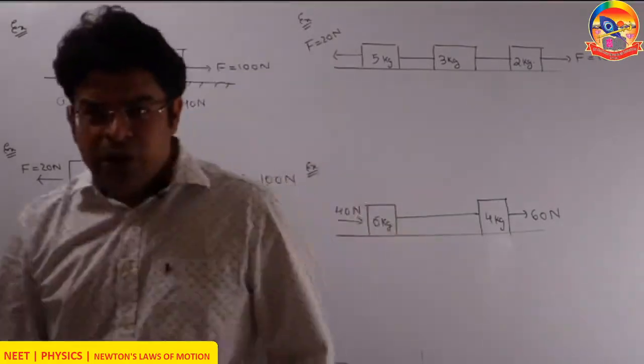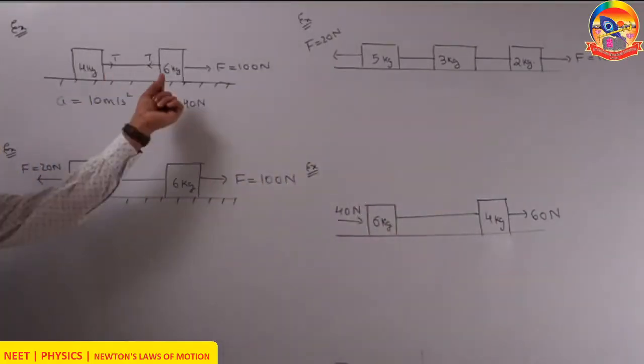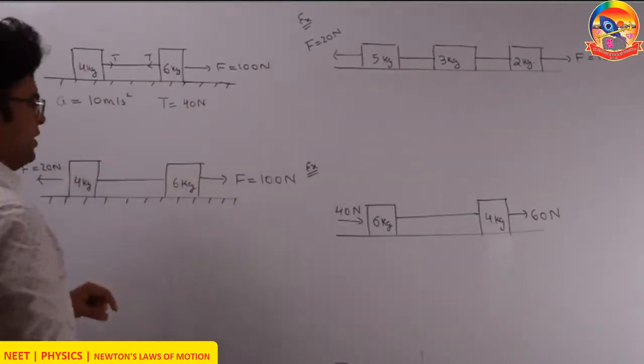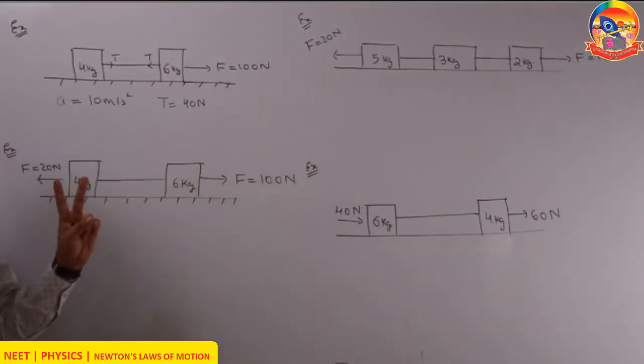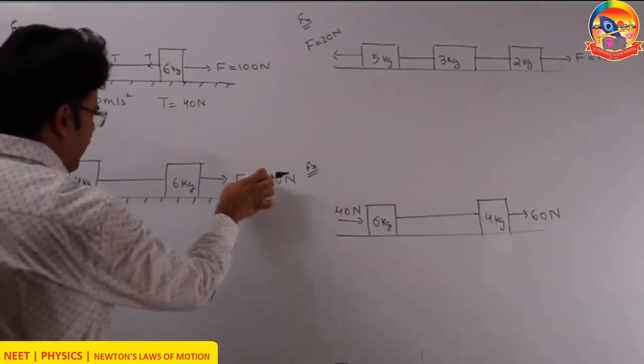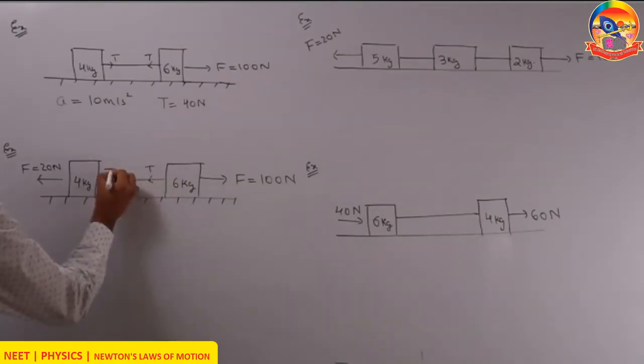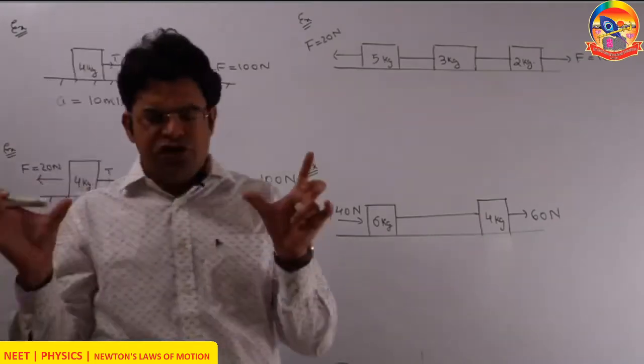Next example. Now let's say rather than having only one force acting on the same system of 4 kg and 6 kg, this time we have 2 forces acting. One, a force of 100 towards right. Second, a force of 20 towards left. So now the question is, what will be the combined acceleration? What will be the tension? Will they accelerate together, yes or no?